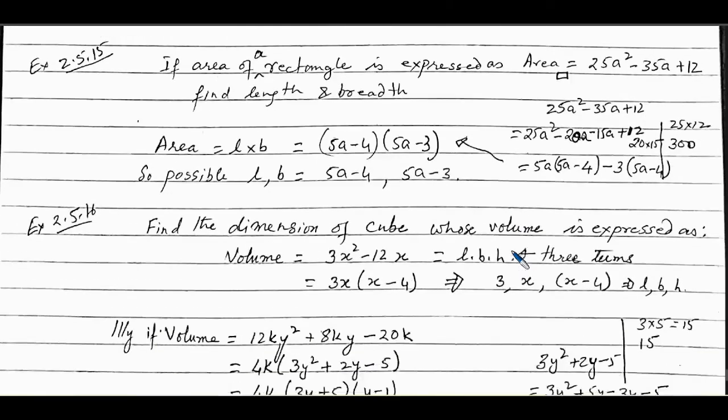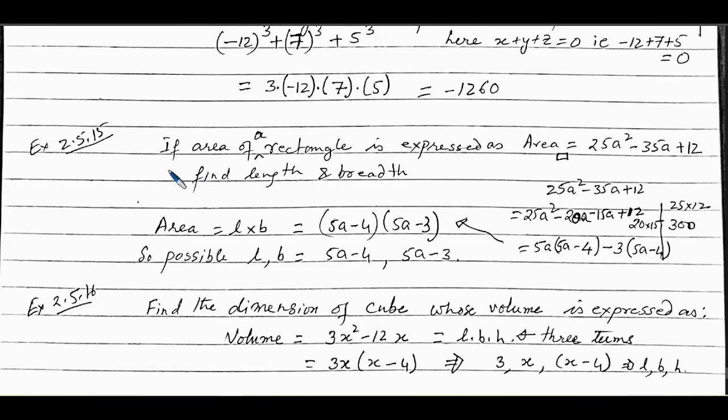Now let us do this exercise. If the area of a rectangle is expressed as this expression, then find length and breadth. So see, this is of degree 2, a quadratic type of thing. This will have area. So if I factorize this, I will have two factors here because it is a square. One factor will be length, another factor will be breadth. So the area is length into breadth.